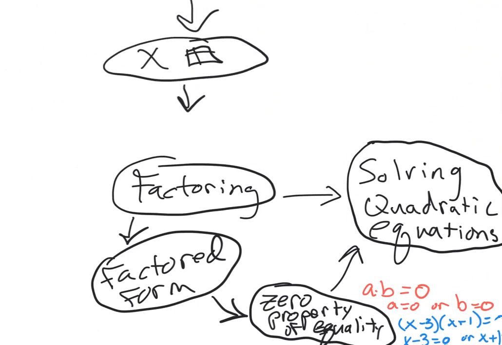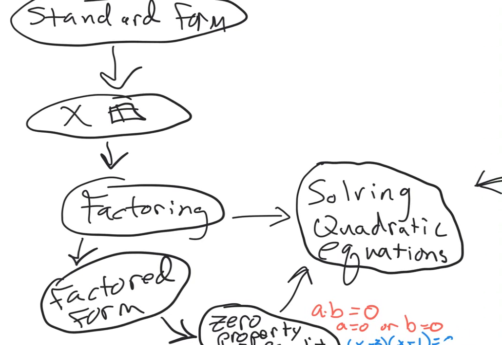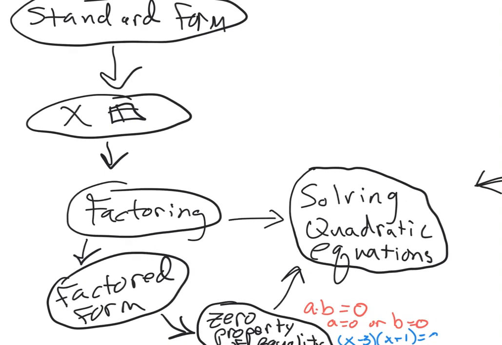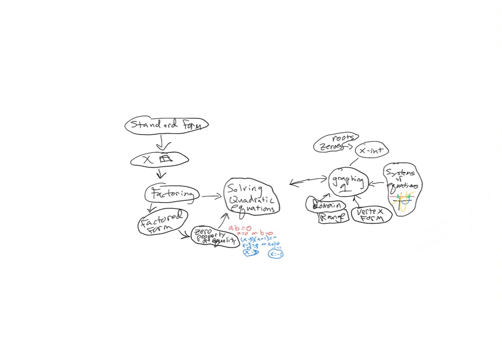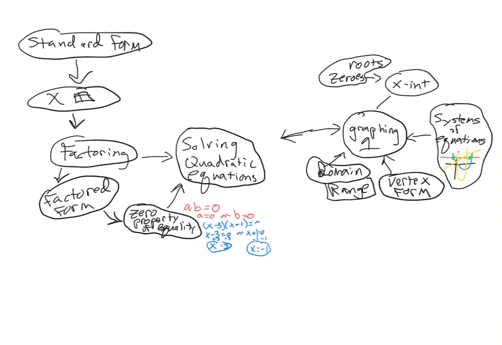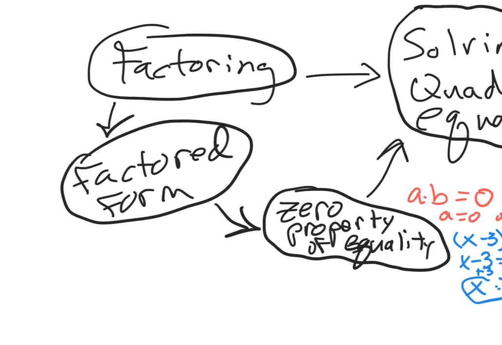Things are running away on me. All right. So if we zoom out, we can see what our diagram looks like. So factoring is going to be the second thing that we're going to do.